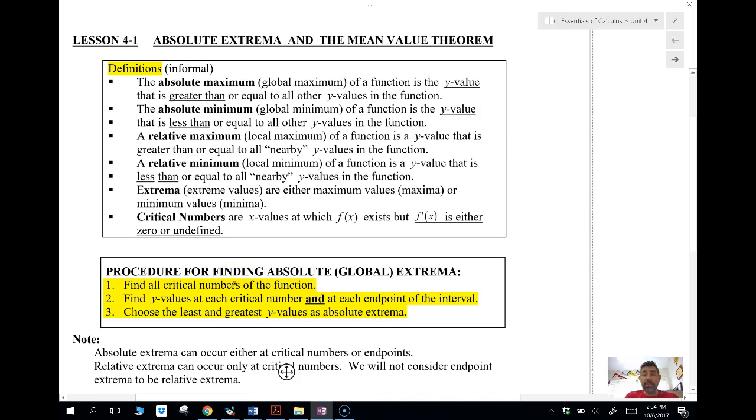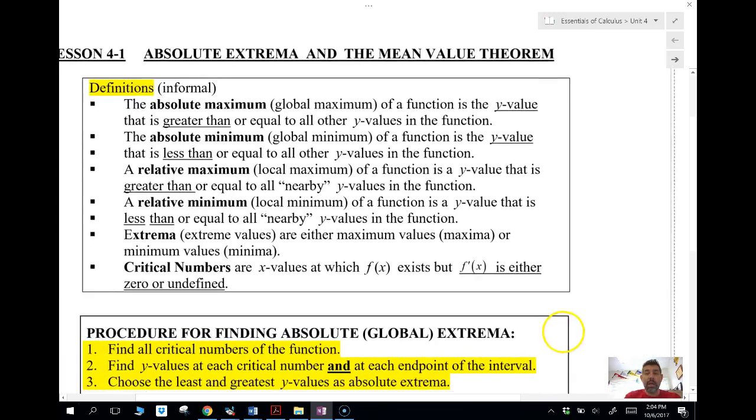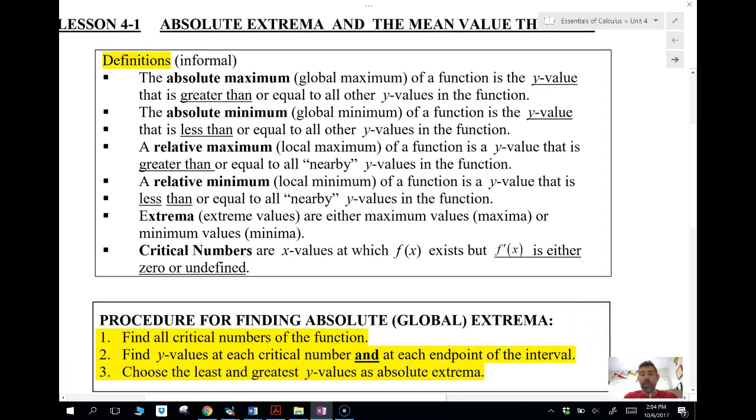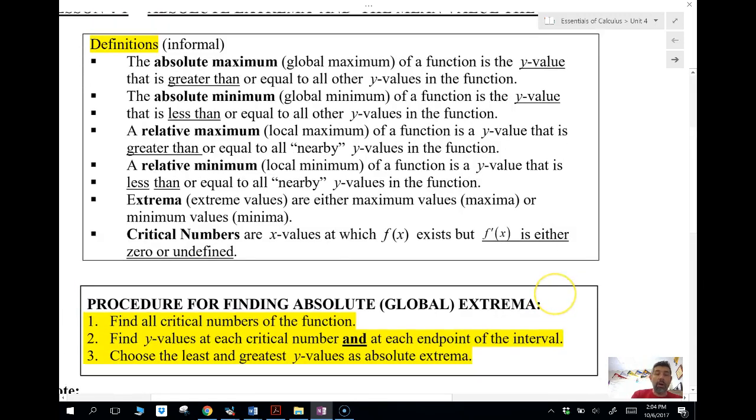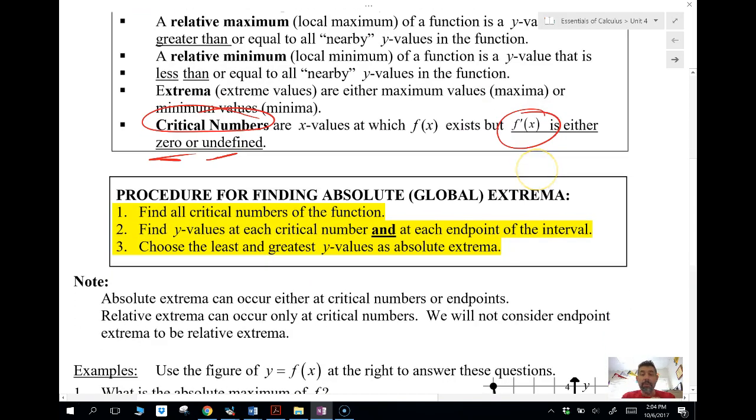So here are some definitions that you're going to want to know, and I'm going to let you read over those. You might want to pause and then come back. All right, so here we go. We're going to look for our critical numbers first, and we find our critical numbers by checking whether f prime is either 0 or undefined. That's our process.